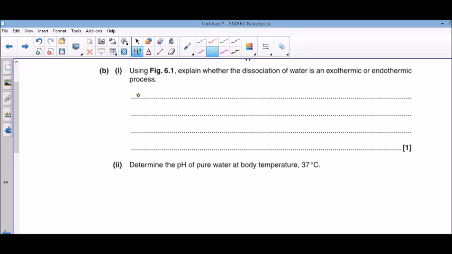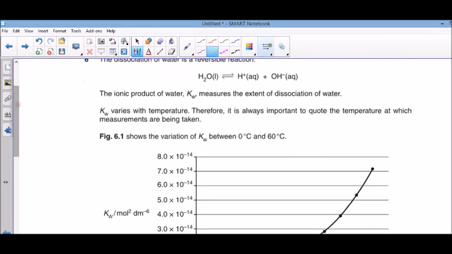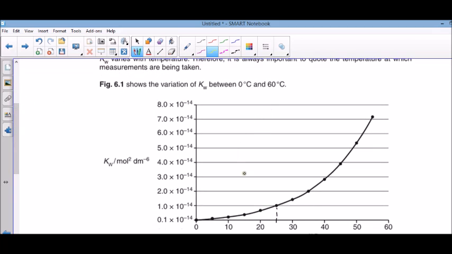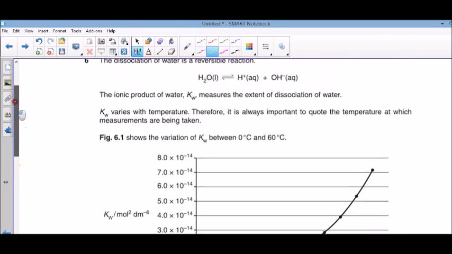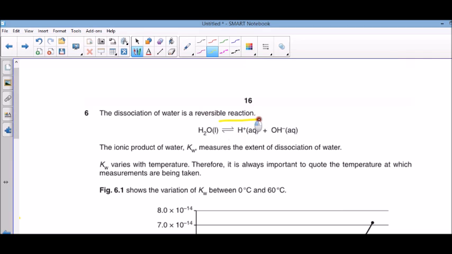Part B of this Kw question, we've been asked to look at whether the dissociation of water is an exothermic or endothermic process. So if we go back to this diagram, this is our equation, and what's happening as the temperature increases. So as the temperature increases, Kw is increasing, which means that it's becoming more dissociated. So as we increase the temperature, this reaction's got a tendency to shift that way. So remember, temperature favours endothermic reactions, so that must mean that the forwards reaction is endothermic.